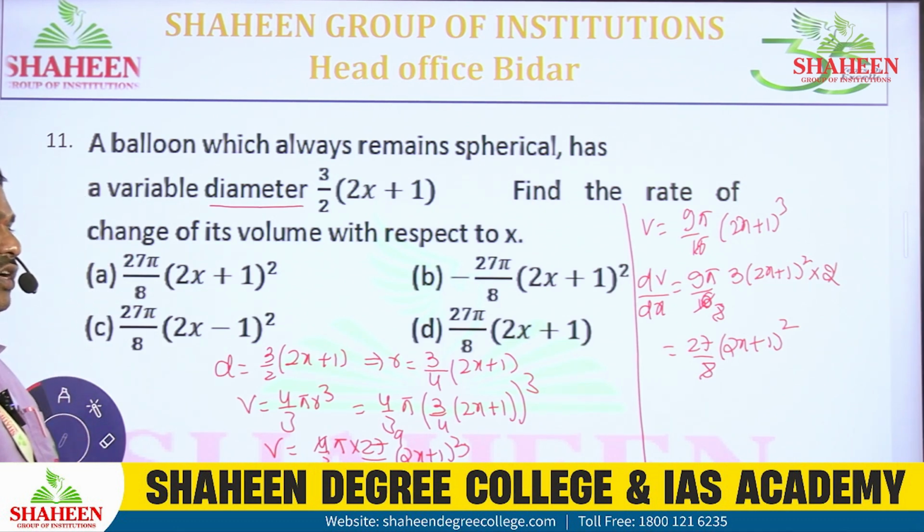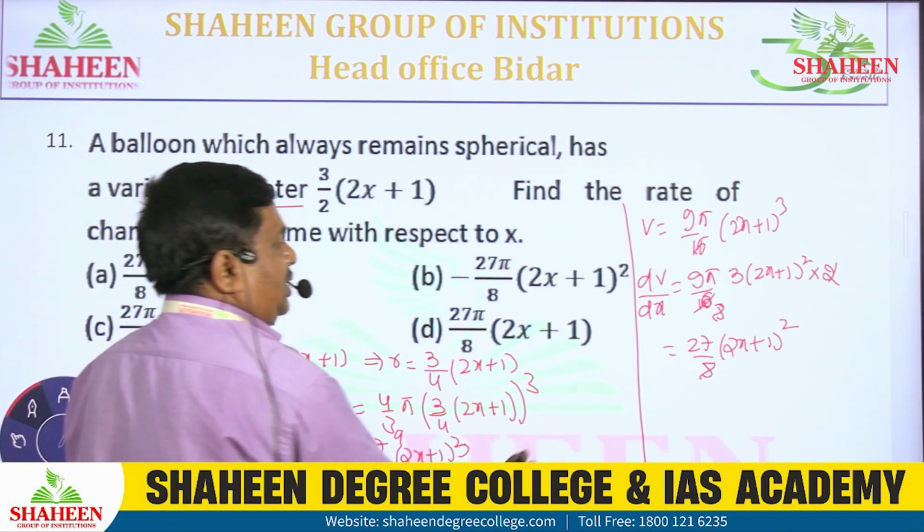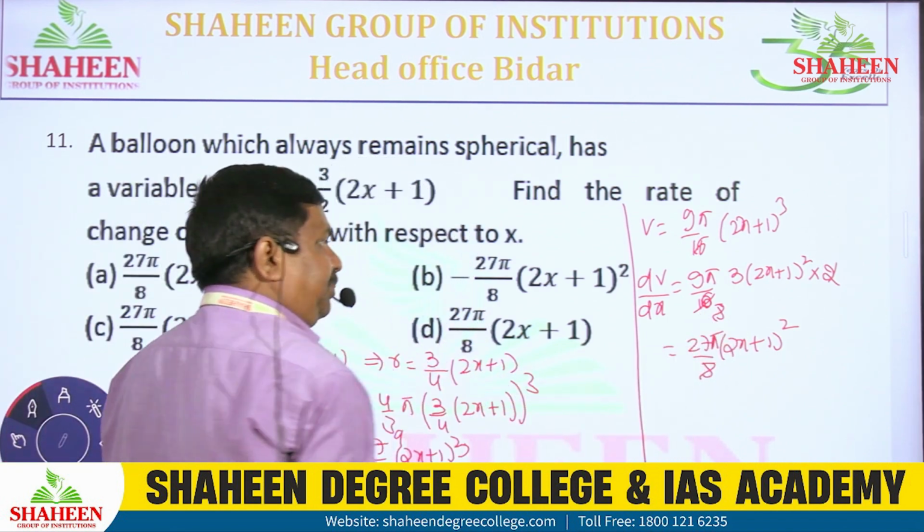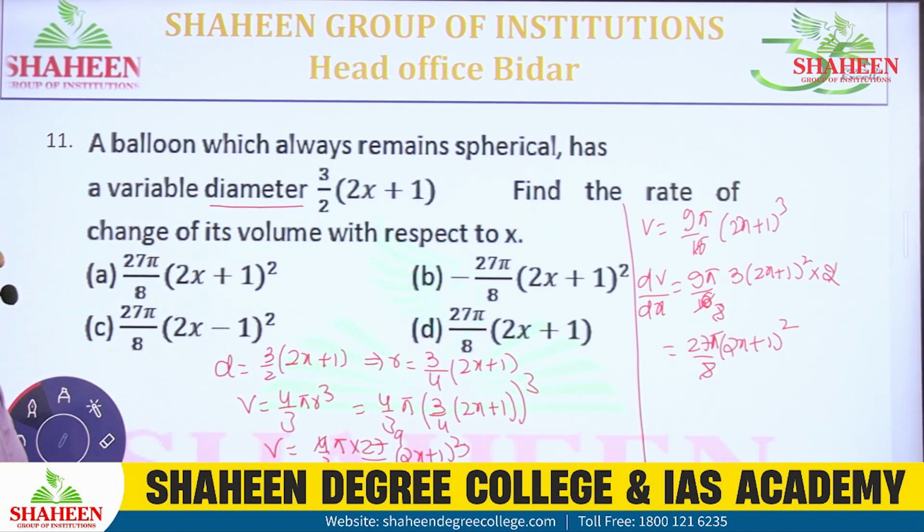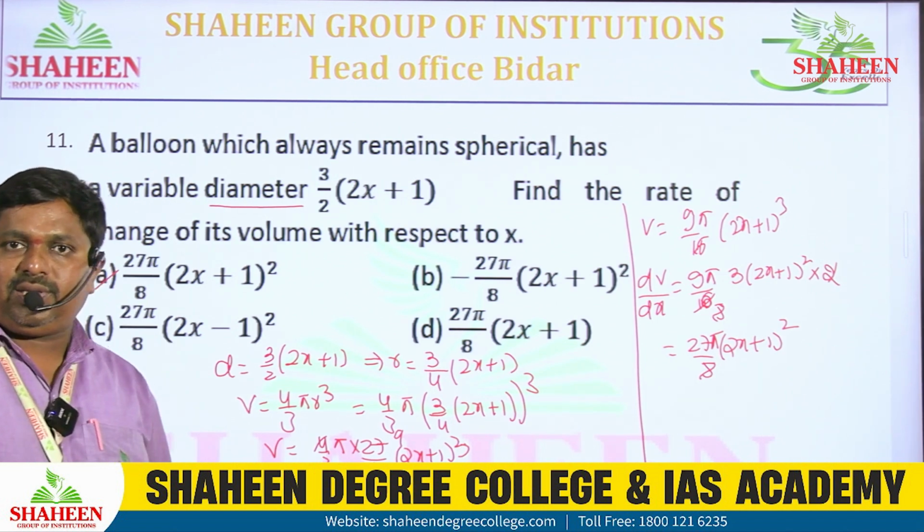dV by dx is how much? 27 pi by 8 into (2x plus 1) whole squared. The first option is correct.